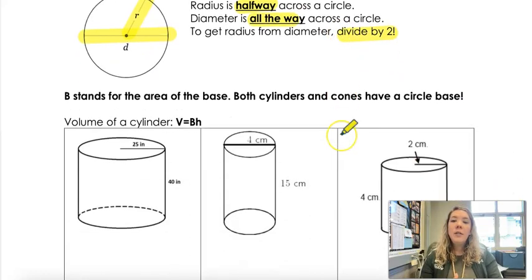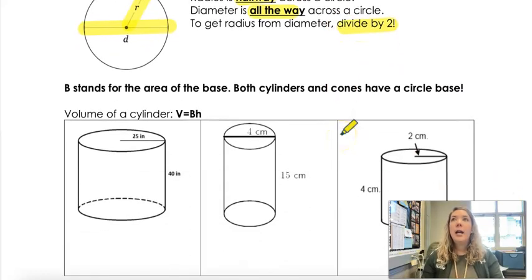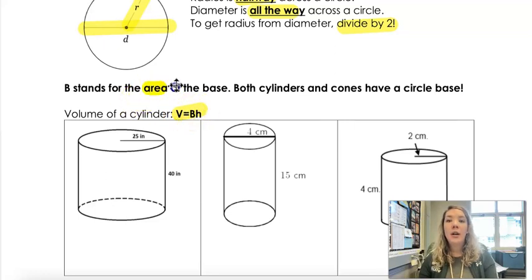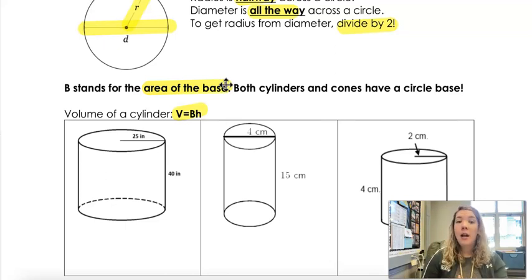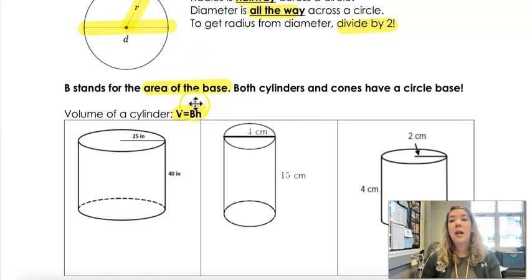So let's look at volume of a cylinder first. They will give you a formula sheet for the state test. The formula that is on that formula sheet is volume equals capital B times height. This capital B stands for area of the base. Now we have circle bases for these shapes, so really it's pi r squared times height, okay? But we want to give it to you the way you'll see it on the state test, which is volume equals area of the base times height.